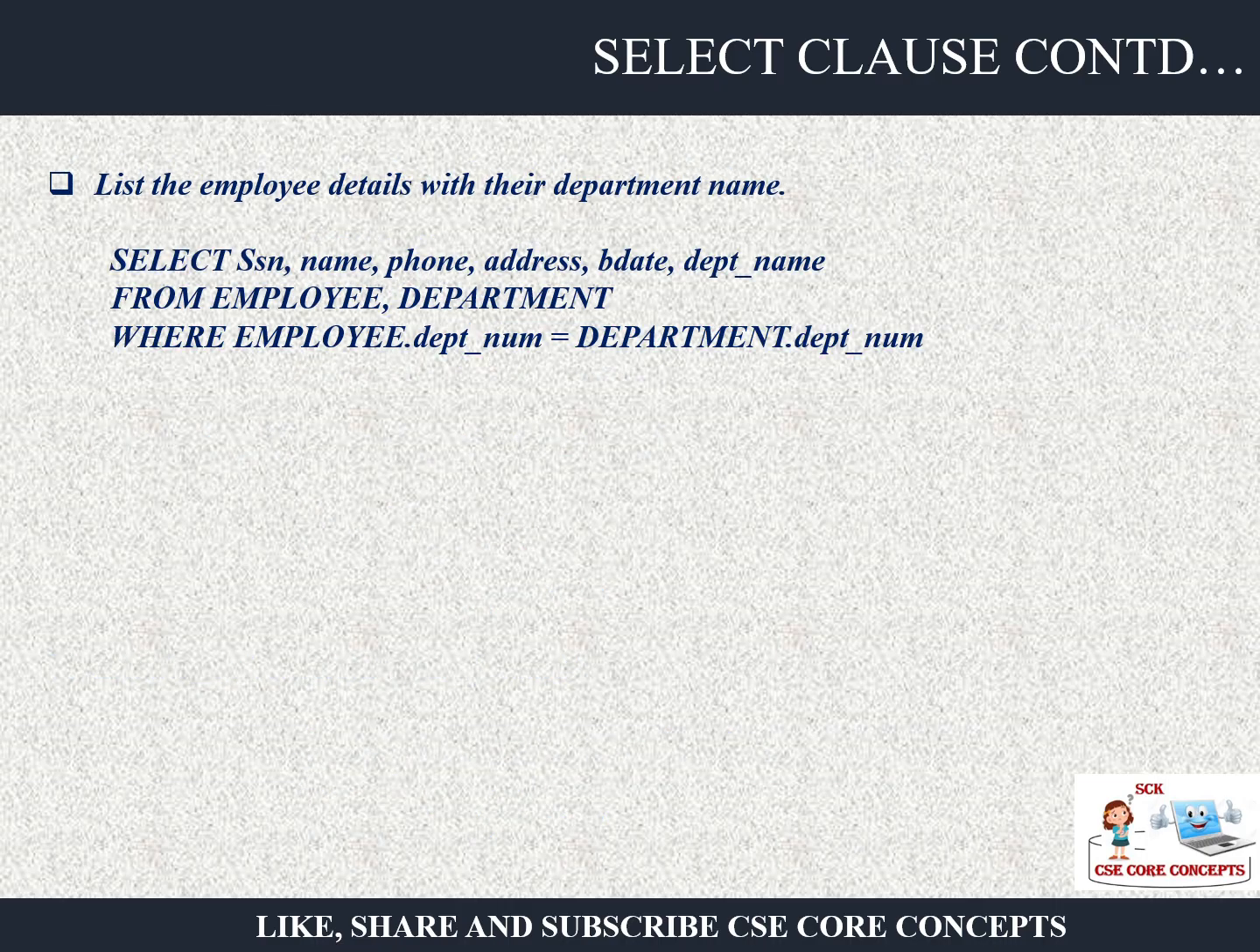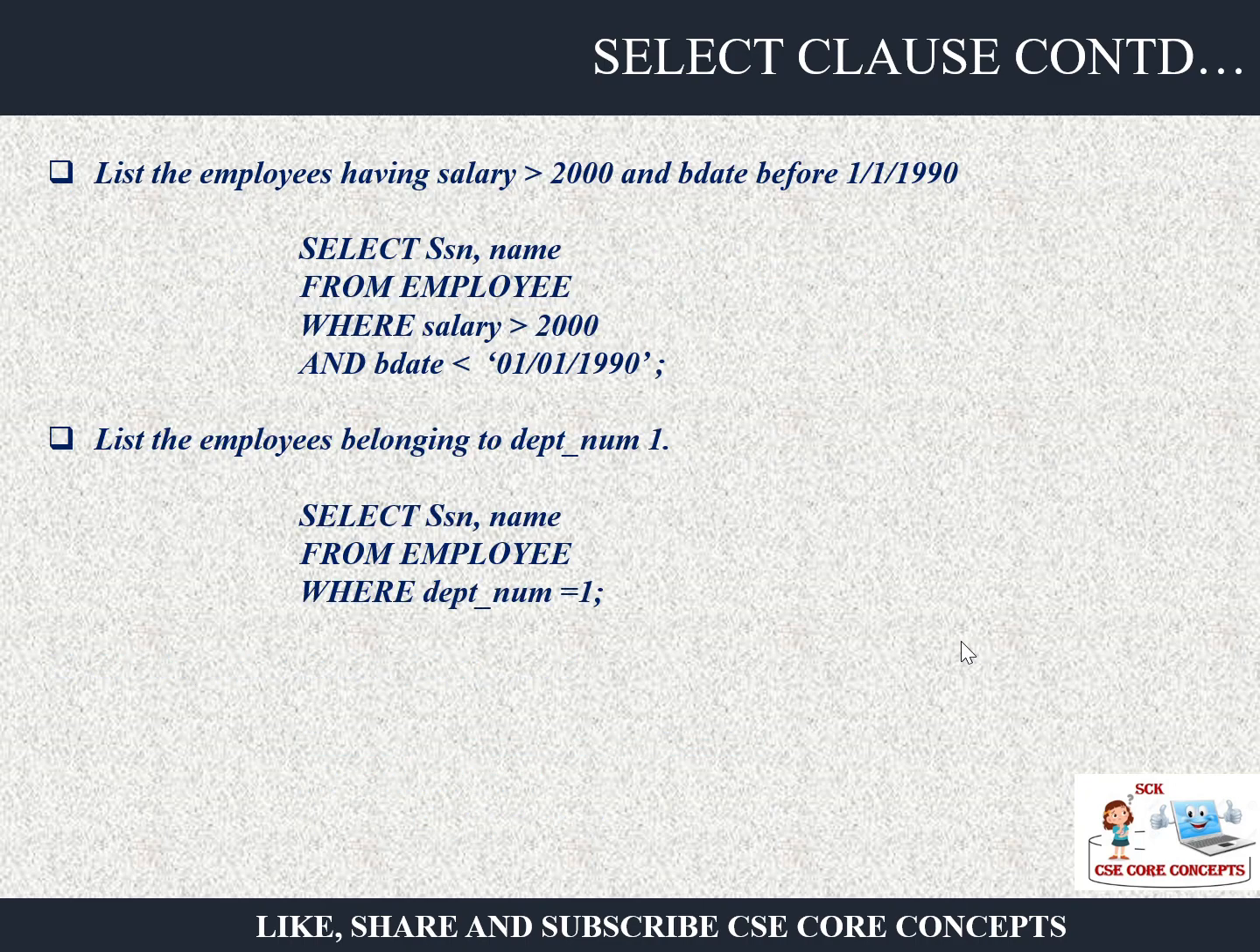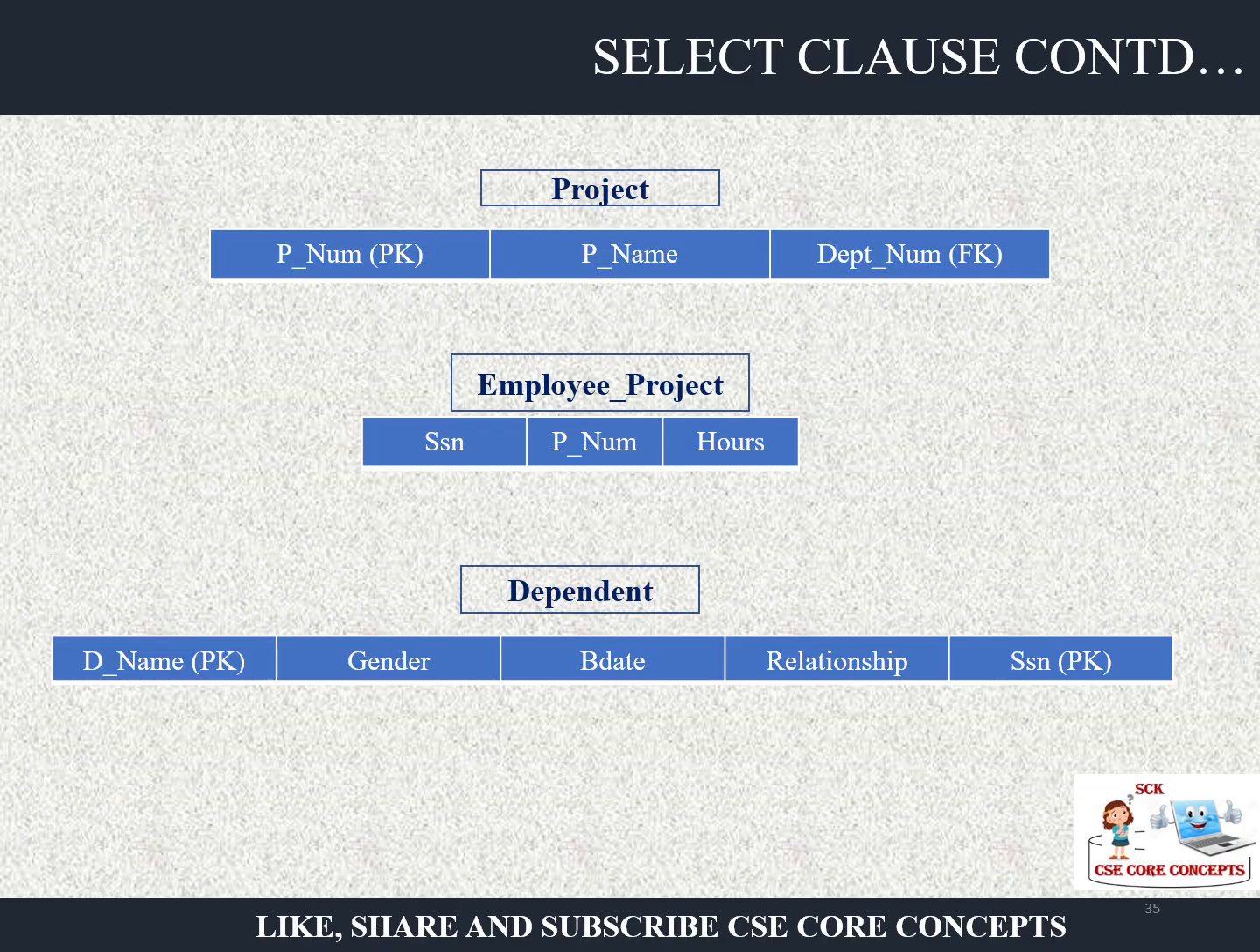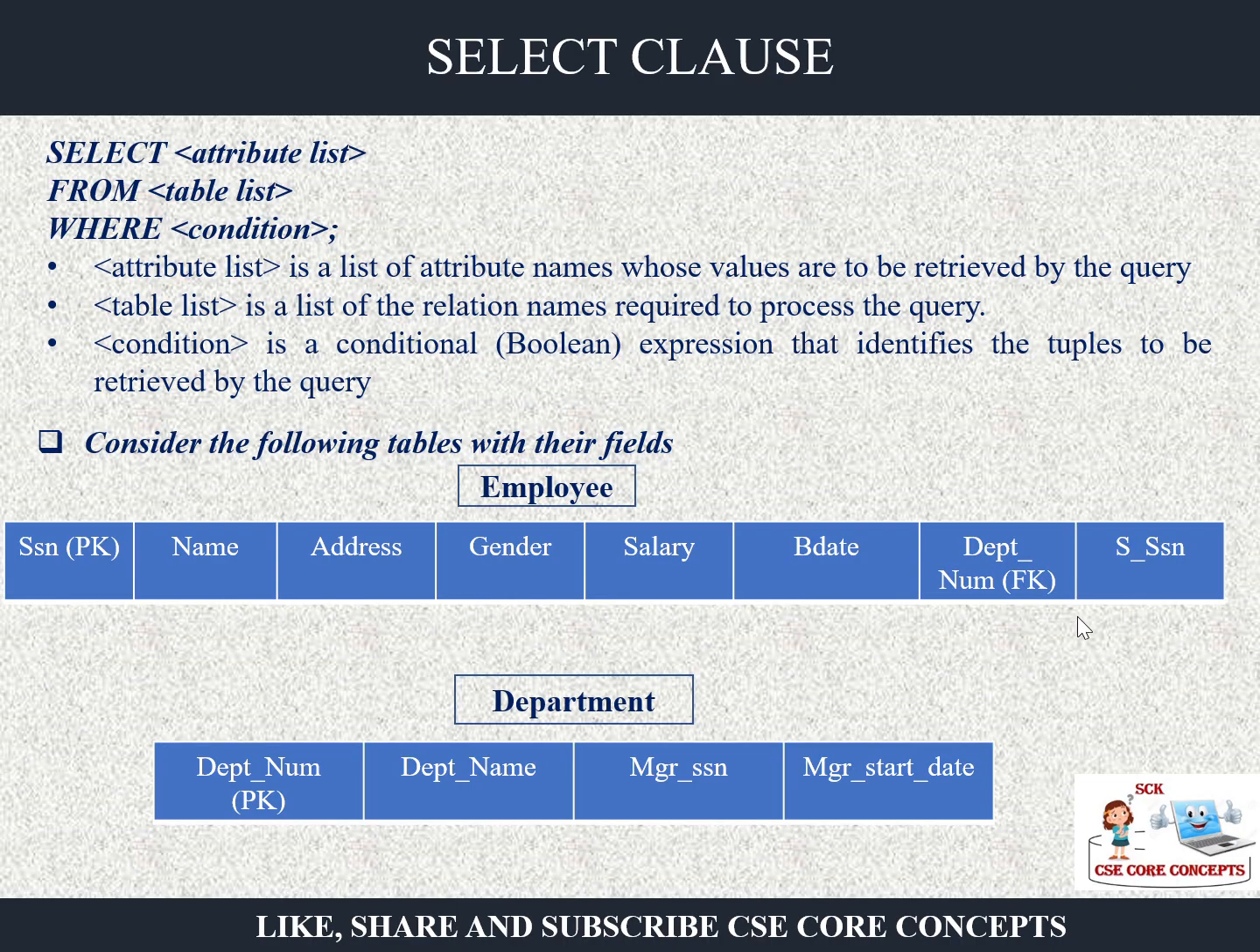Now, you may want to fire some queries where multiple tables are involved. Let's say, for example, I want to see the employee details with their department name. Now, what do you want to see? You want to see the employee details and the department name. If you carefully look at these tables, the employee table contains all the details. Of course, it also contains the department number. But what I want to list here is the department name. So this department name belongs to the department table.